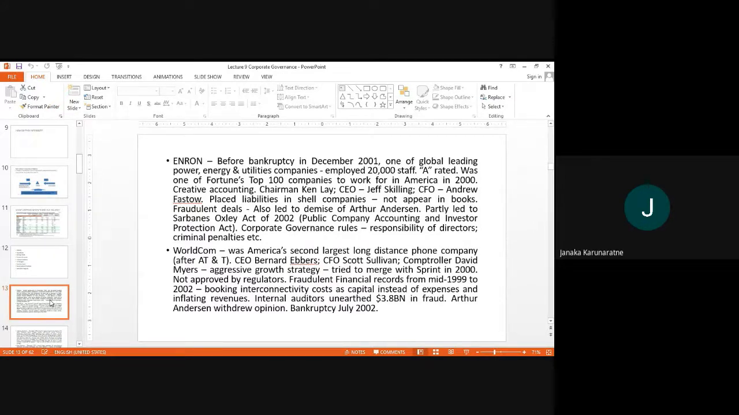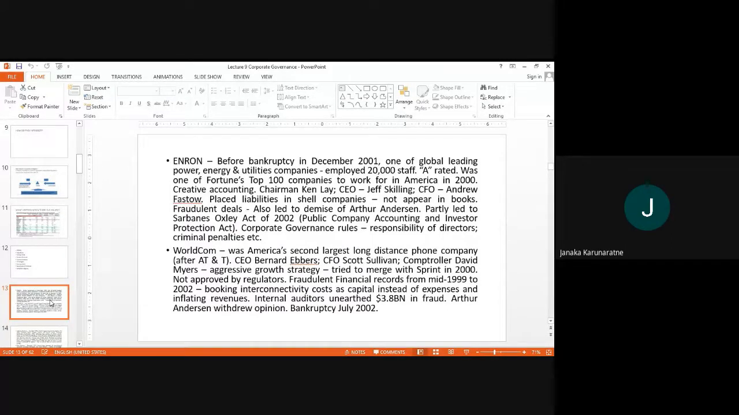Then WorldCom was America's second largest long-distance phone company after the largest one, AT&T. CEO was one Bernard Ebbers, CFO Scott Sullivan, Comptroller David Myers. So what was the problem? Aggressive growth strategy. Tried to merge with Sprint in 2000, but not approved by the regulators.